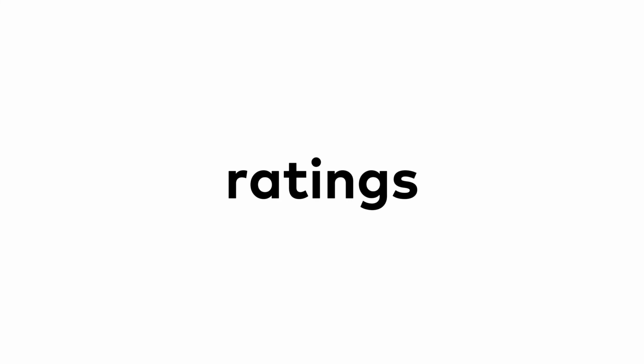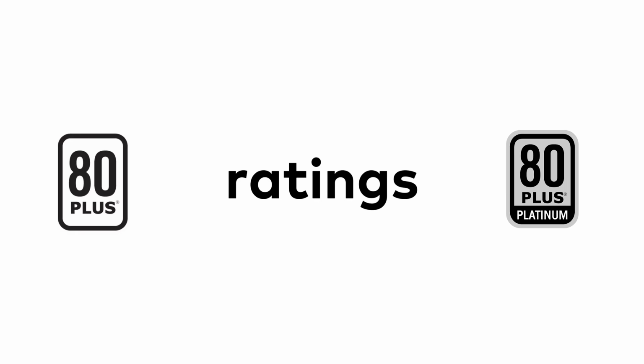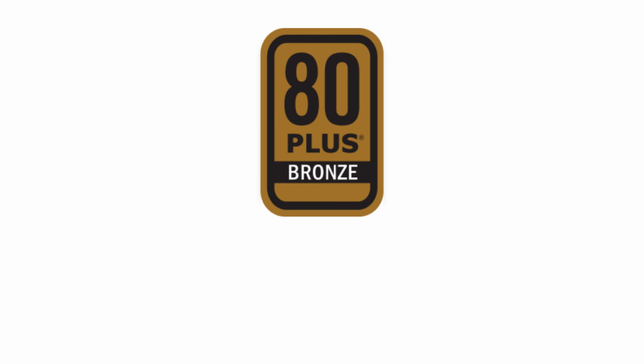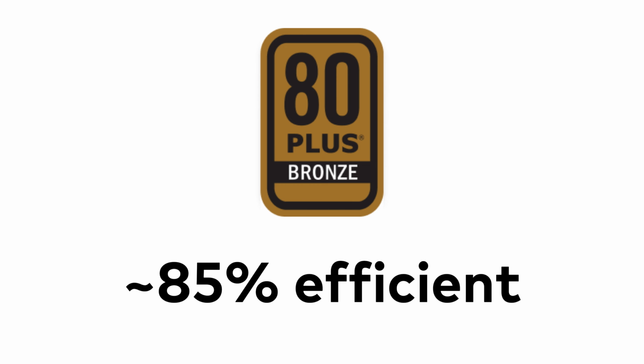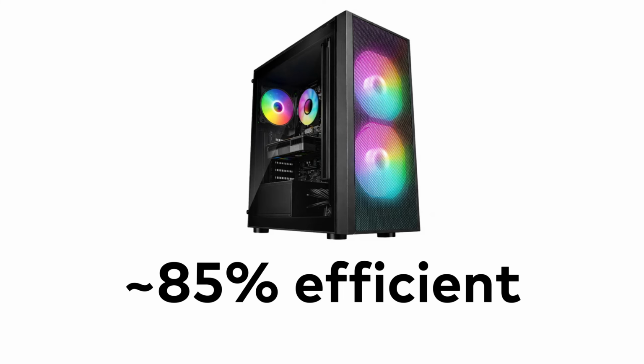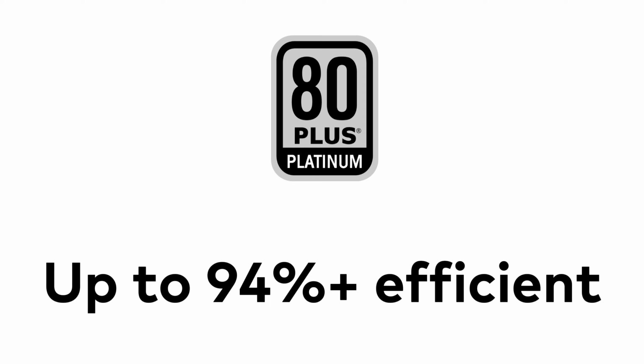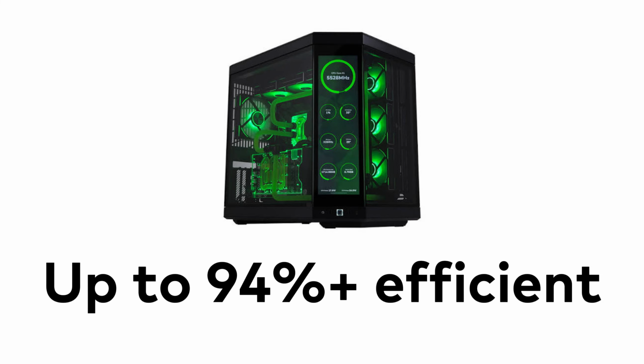The ratings, from basic to highest quality, are: 80+ white means it is 80% efficient. 80+ bronze means it is 85% efficient, which is great for budget builds. 80+ gold means it is 90% efficient. It is the recommended standard for gaming PCs. 80+ platinum and titanium mean it is up to 94% plus efficient. It is for high-end enthusiasts and servers.